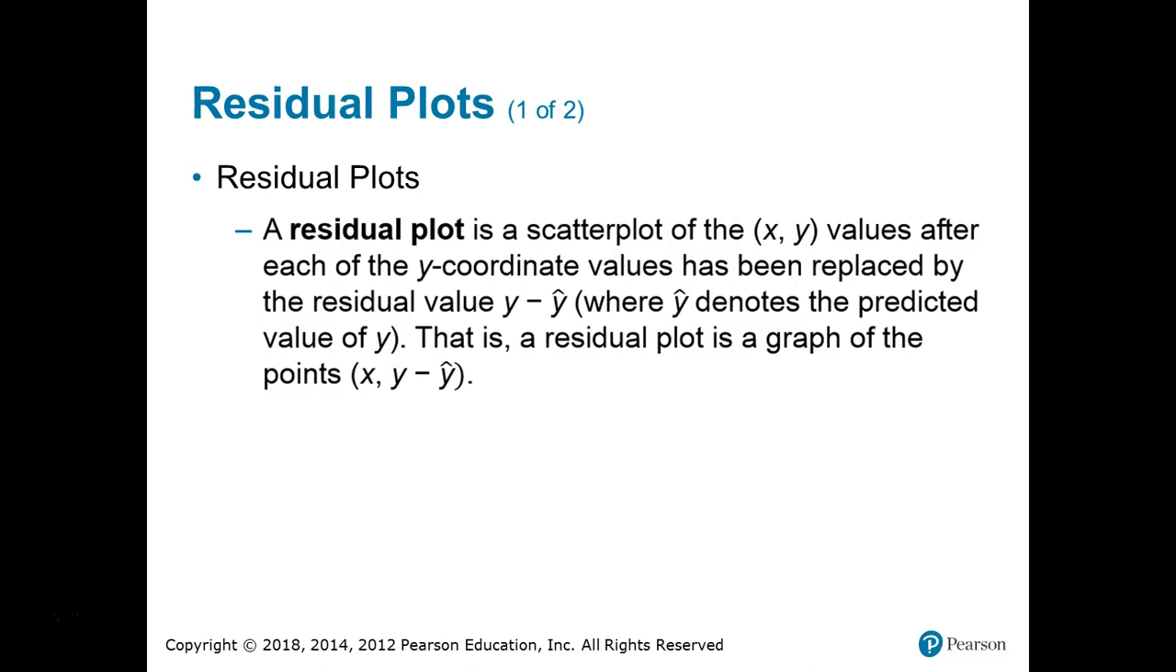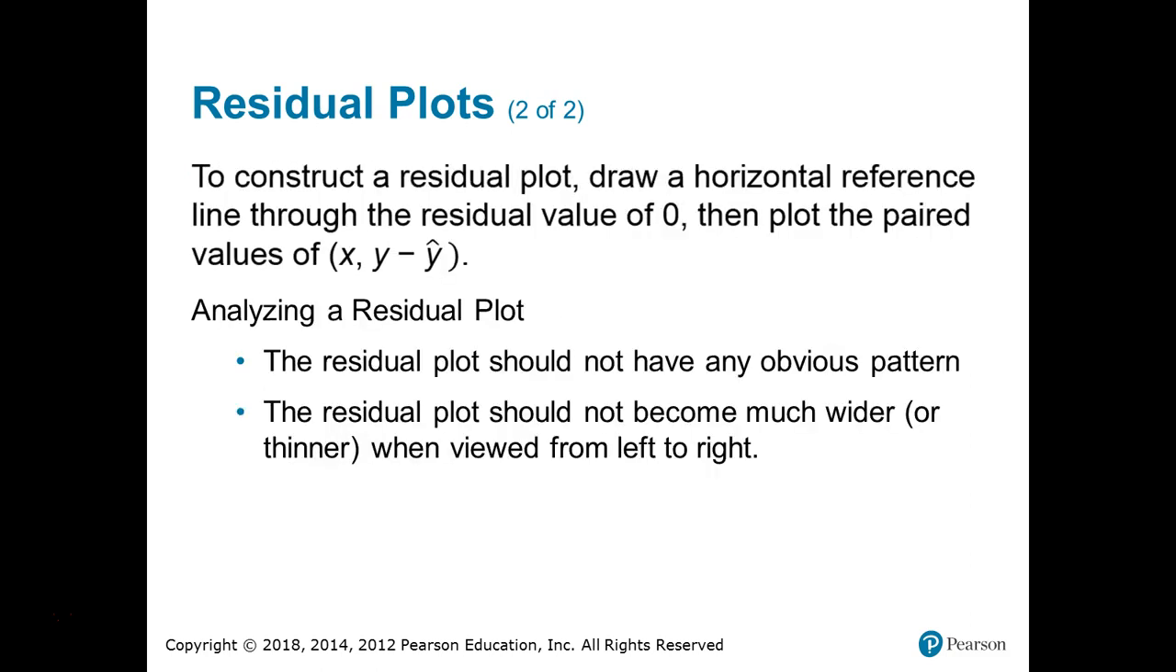So, what do I mean by that? A residual plot is a scatter plot of the xy values after each of the y coordinate values has been replaced with their residual value. So let's just look at what that means. To construct a residual plot, draw a horizontal reference line through the residual value of 0. Then plot the paired values. So now you're not plotting x and then just the predicted or the actual y. You're plotting x comma residual value.